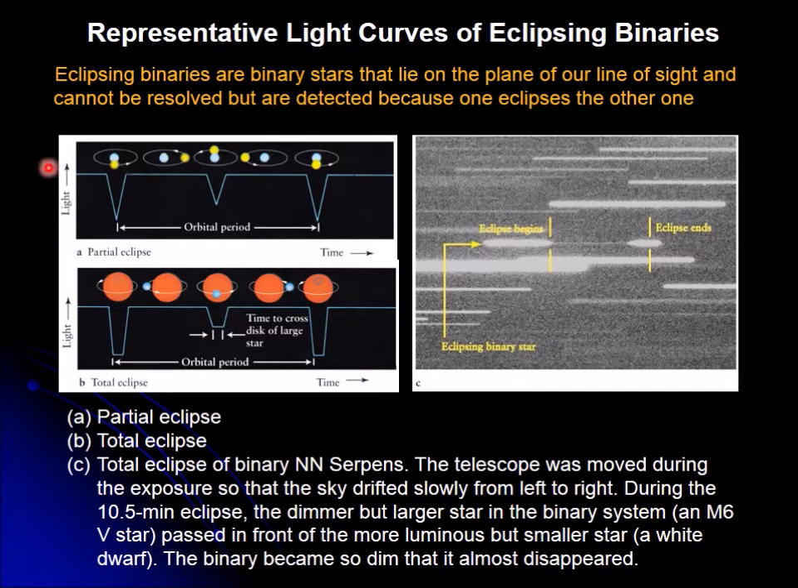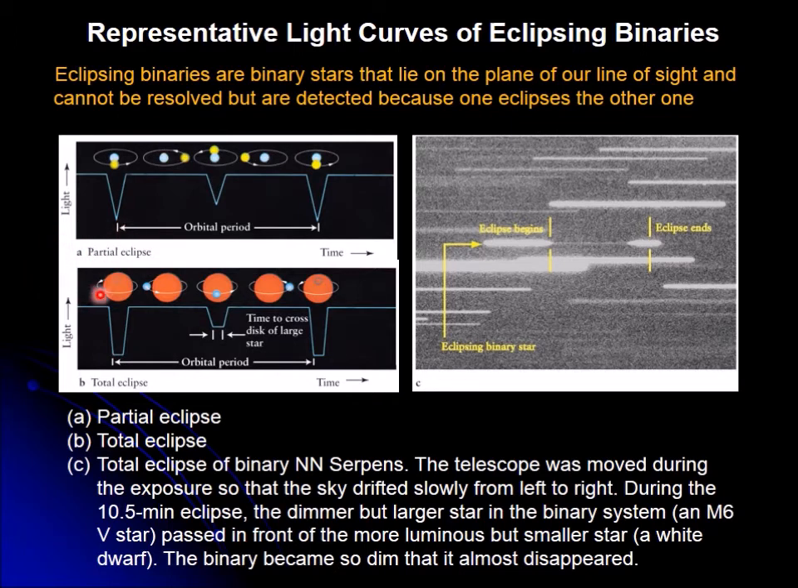We have different cases depending on the overlap between the two stars. We can see here that in this case the yellow star passes in front of the blue star, but it does not obscure it completely, so this is known as a partial eclipse.